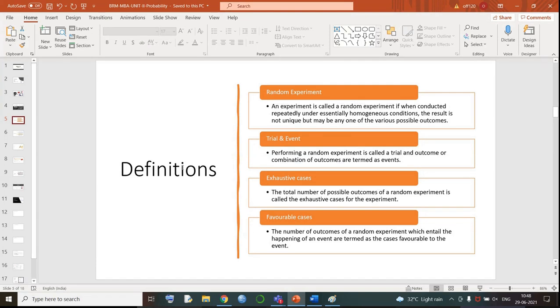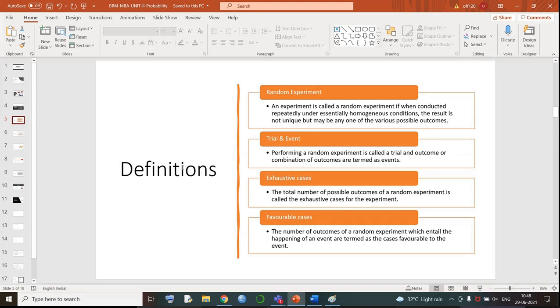Next, trial and event. What do you mean by trial and event? Performing a random experiment is called a trial, and the outcome of that particular trial is called an event. Tossing a coin is a trial, getting head or tail is an event. Throwing a die is a trial, and getting a number on it, either an even number, an odd number, or a 6 or a 5, is called an event. That means the outcome of an experiment is called an event, and performing an experiment is called a trial.